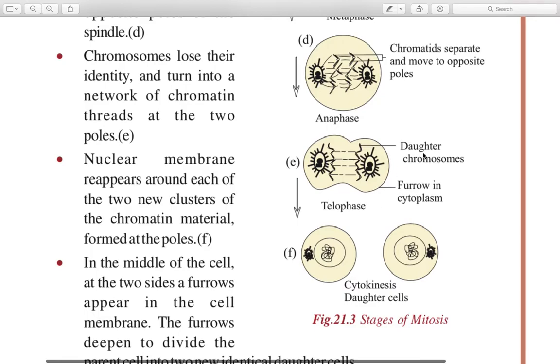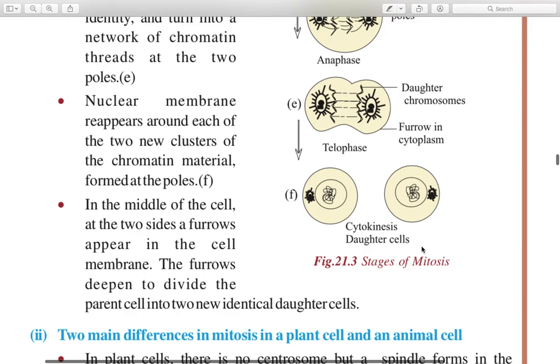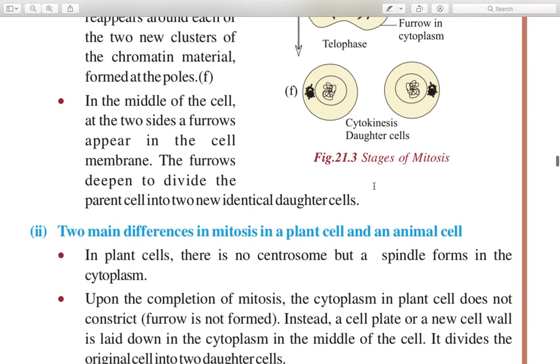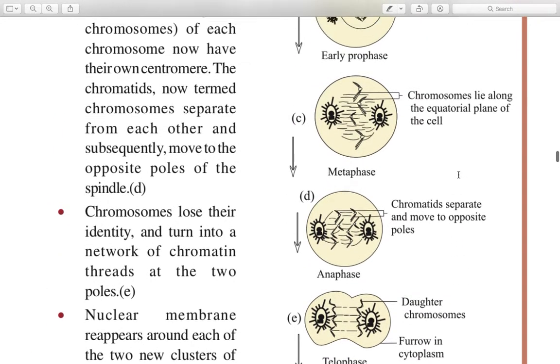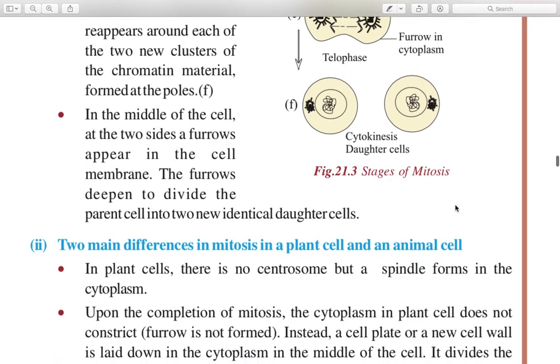Then in telophase you have daughter chromosomes here, the network, and the furrow happens in the cytoplasm. Furrow is a split. And then finally in cytokinesis, the two identical daughter cells are formed. These are the stages of mitosis. Please draw this and practice so that, inshallah, you will understand better.